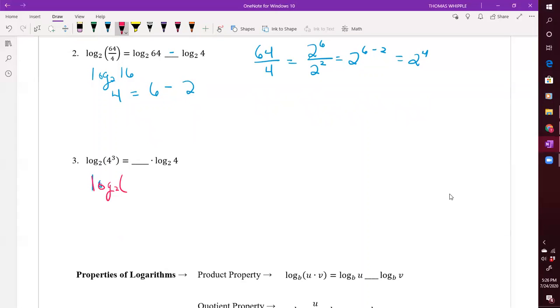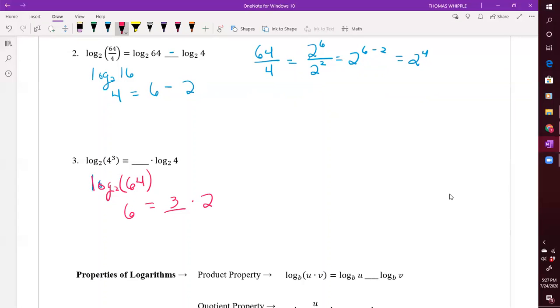Okay, so let's now take a look at number 3. So 4 cubed, 4 times 4 is 16, times another 4 would be 64. So we've already done that one. We know the log of 64 base 2 is 6, and that equals something times the log of 4 base 2, which we know is 2. So 2 times what would give us 6? Yes, that would be 3.